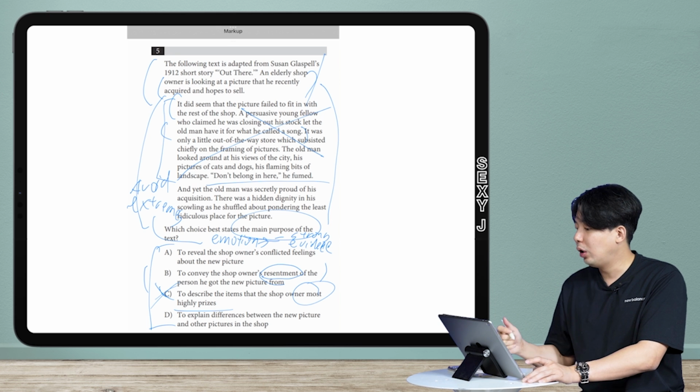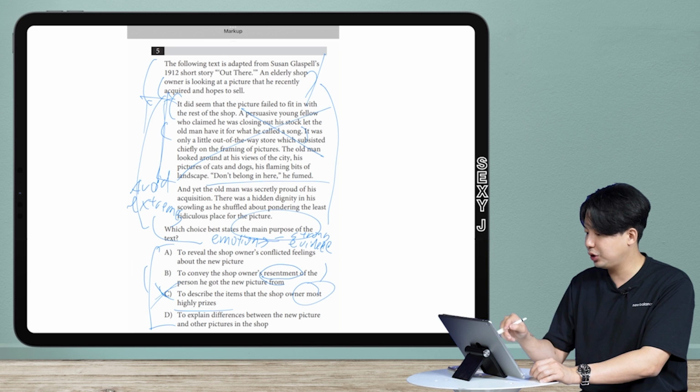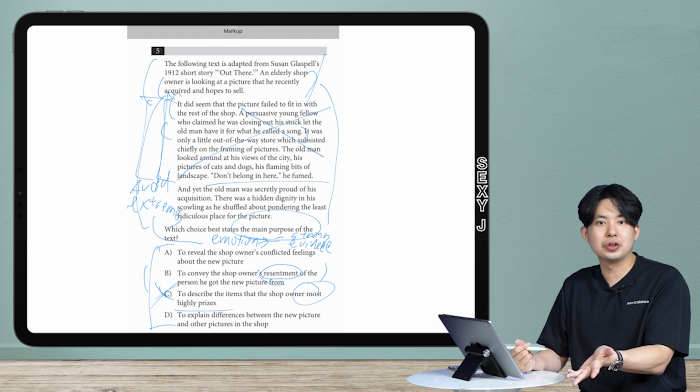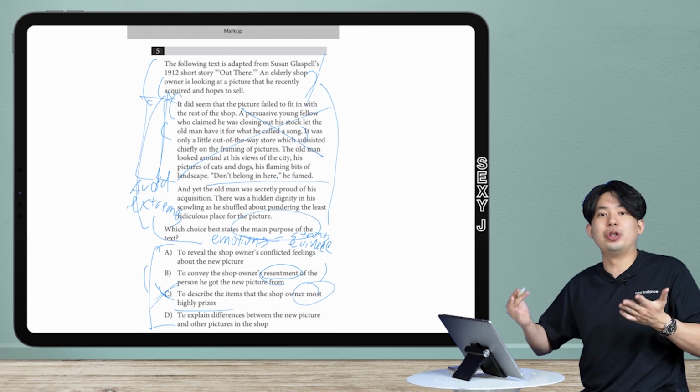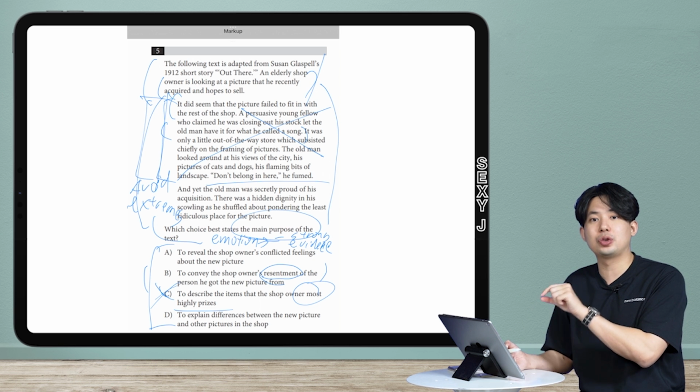Yeah? So, what does the old man think about this man? You can read through this again. What do you guys think he thinks? Nothing at all. We don't know at all, right? So this is the main flaw. This is the trap answer I wanted to talk about here, okay?